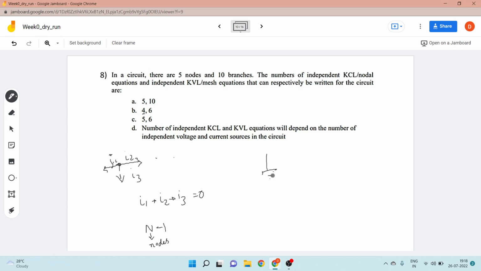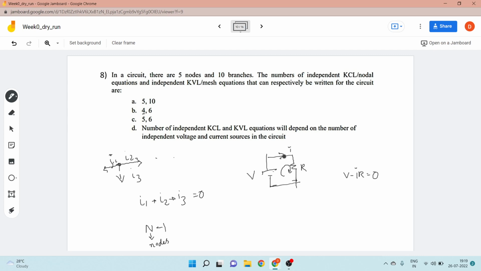So in case of KVL loops, suppose this is a voltage connected across a resistor with current I. KVL is written in the form, suppose this is V, so V minus I into, let's call this R, equal to 0. So this is one loop.